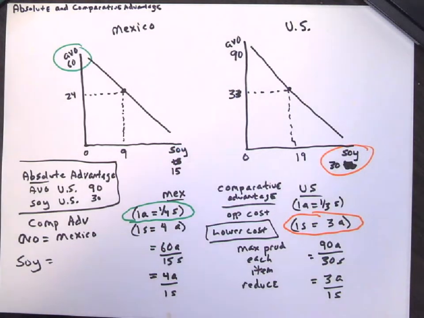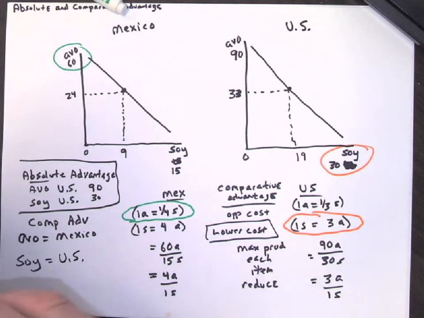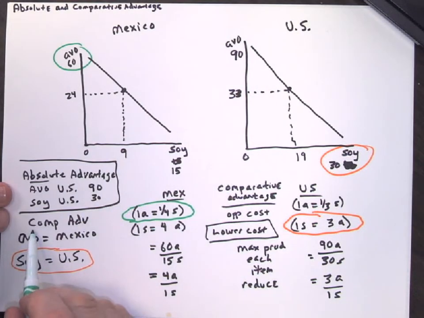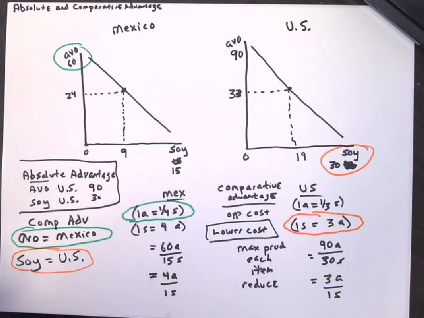Now, if one country has absolute advantage, that doesn't mean they have comparative. So now I know that soybeans should be produced by the United States. So now I have my comparative advantage for soybeans, and I have my comparative advantage for Mexico. So now we're going to look at what's called gains from trade.